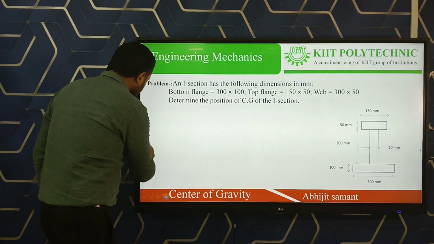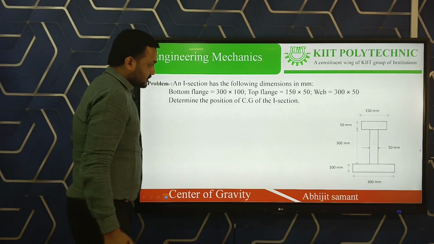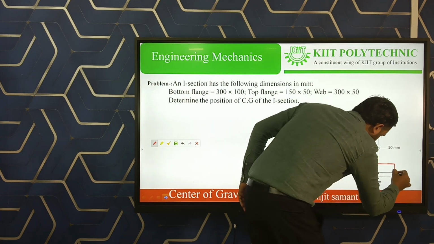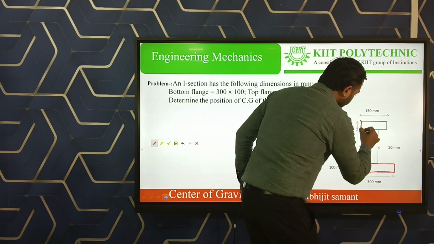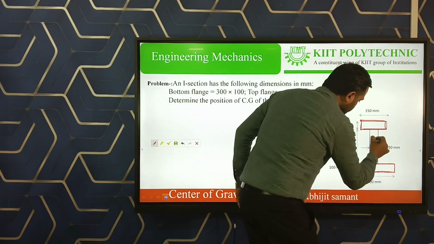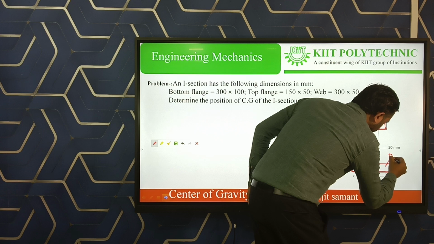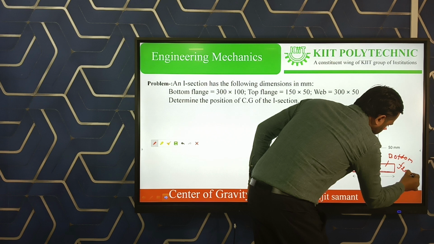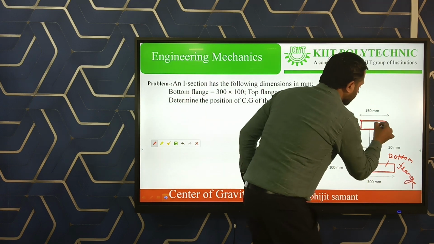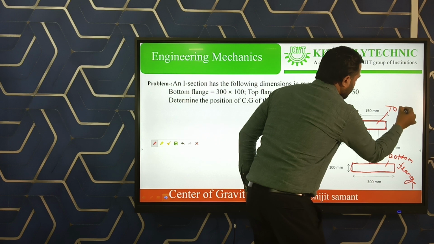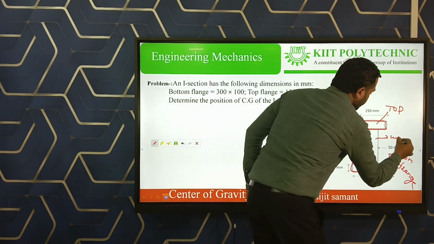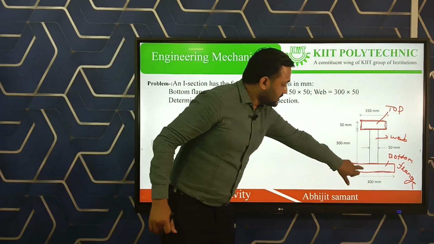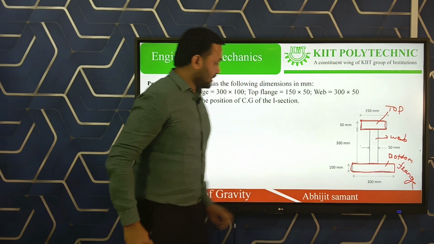First of all, what is the bottom flange and what is the web? This one is your bottom flange, and this is your top flange, and this is your web. So in this figure, the bottom flange is here, the top flange is here, and the web is here.